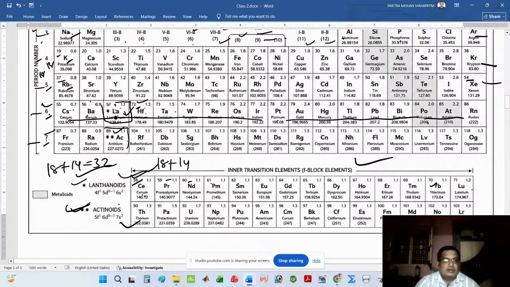Again, I want to repeat. The sixth period starts from cesium to lanthanum. Then again it starts from cerium to lutetium. Next, hafnium to radon.